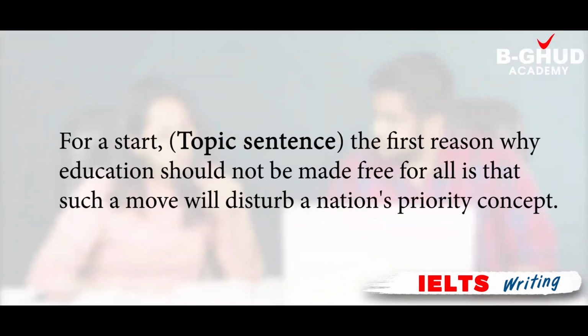So let's try to analyze the first body paragraph. For a start, the first reason why education should be made free for all is that such a move will disturb a nation's priority concept. So the point that we have discussed earlier is that our topic sentence should be clear and concise. So the nation's priority, that is something that they have concisely mentioned and specified here. Now, to justify this point, we can give an example, or to cement this idea, we can give an example.